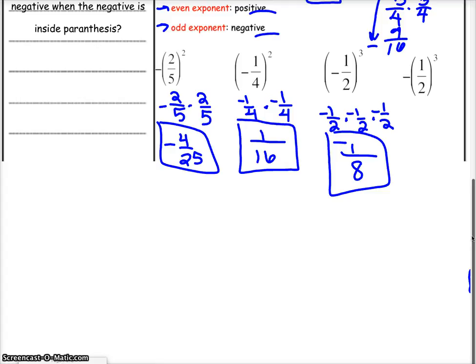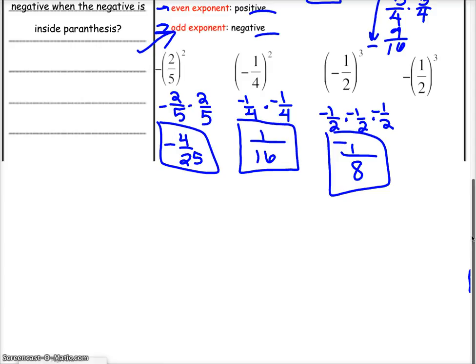I don't personally like dealing with the negative. I usually deal with it at the end. I would figure out 1/2 cubed, and then I'd say, is it going to be positive or negative? That's when I'd look right there. It's odd, so I know my answer should be negative. That's personally how I deal with these.